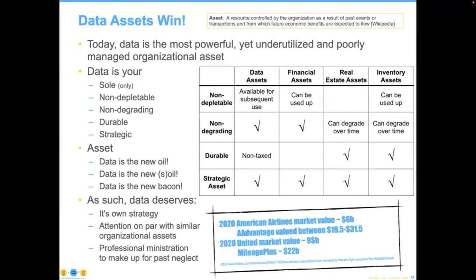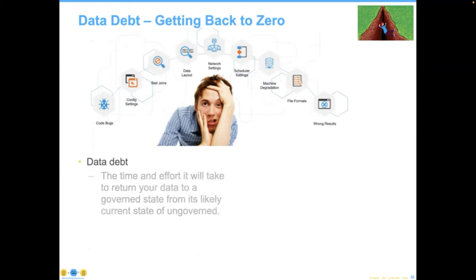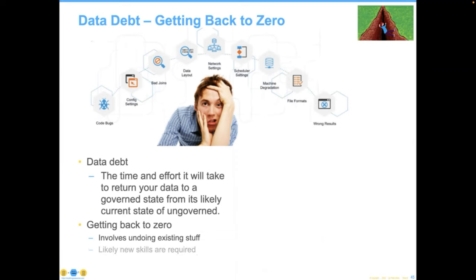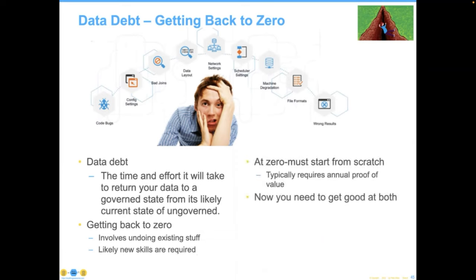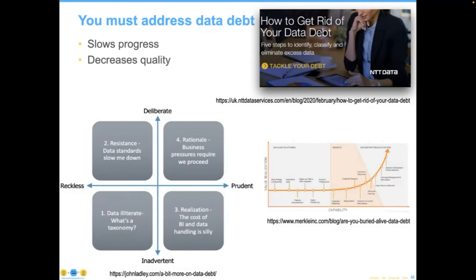I contend that this is the data debt that both organizations are facing, which is the idea that you can't start off in a straight fashion and simply apply new stuff. You've got to get back to zero. And it involves undoing a bunch of things. And now you get to go out and try to do even better with all of this. So data debt slows progress, decreases quality, and increases cost. And it's a major barrier to using data strategically in your organization.